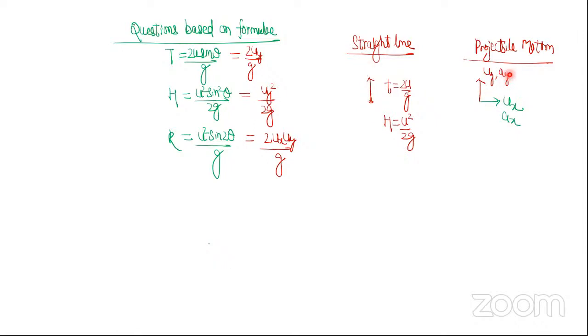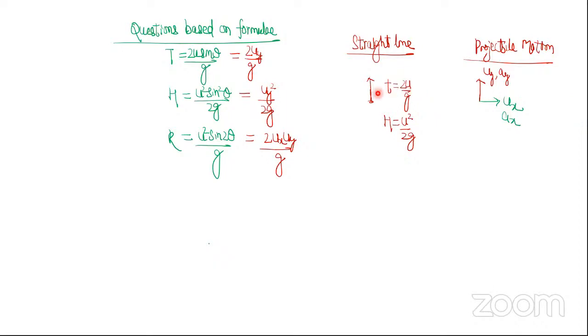But when we throw it at an angle, then part of that, this uy, decides the vertical motion going up and coming down. Part of that, that is ux, decides the x direction motion. So by that time, this uy takes it up and brings it down. By that time, that ux moves it some distance along x. That's how that r comes into picture.